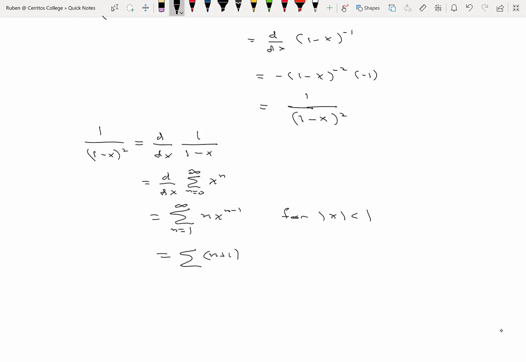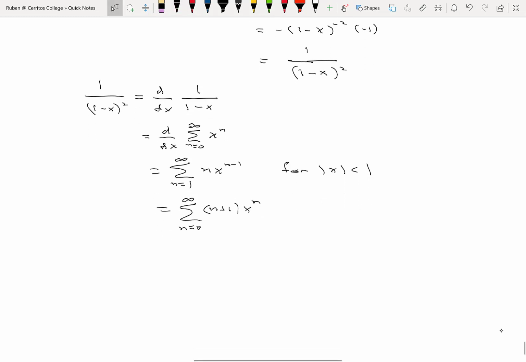Instead of having x to the n minus 1, I'm going to have x to the n. So I've increased by n, I've added 1 to the variable. So I'm going to decrease the index of summation by 1, by that same amount. Okay, and that is our power series for 1 over 1 minus x squared.